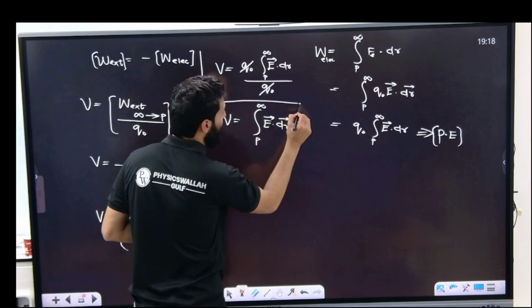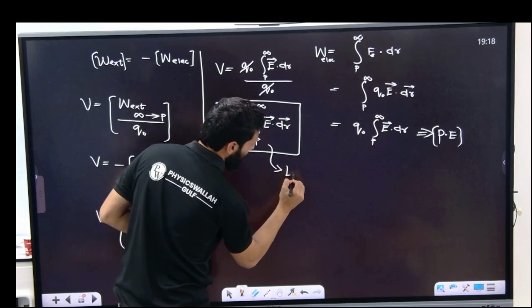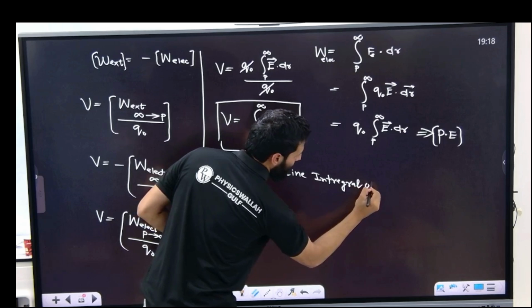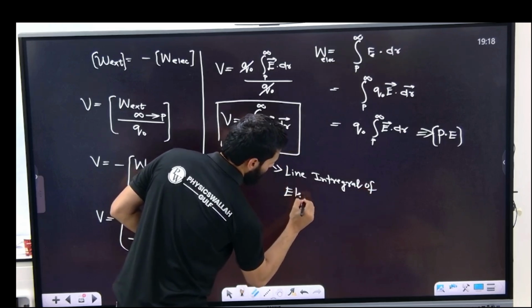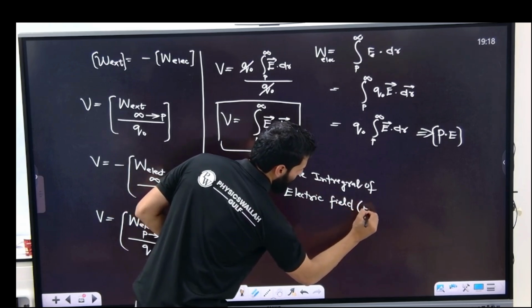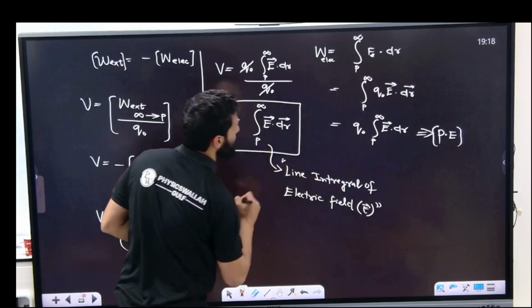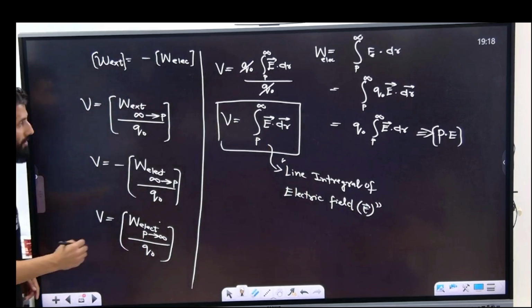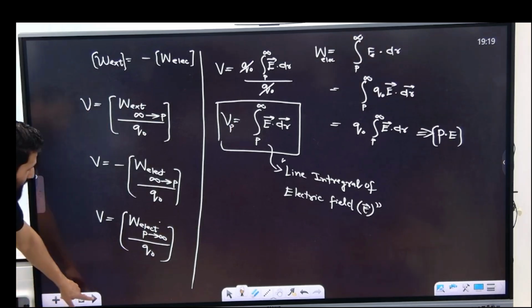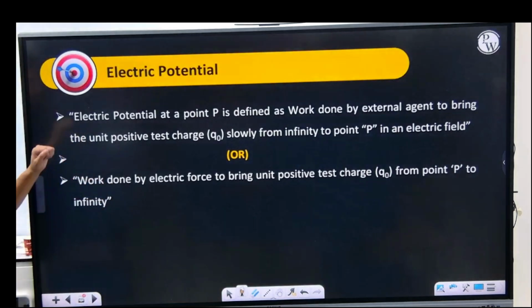So can I define potential as nothing but the line integral of what? Line integral of electric field intensity, or electric field, or electric field strength. Okay, line integral of electric field. This is my potential at a point. Understood? Clear? Yes or no? Yes. Now you write this. Wait, I'll make you write. First you write this definition.